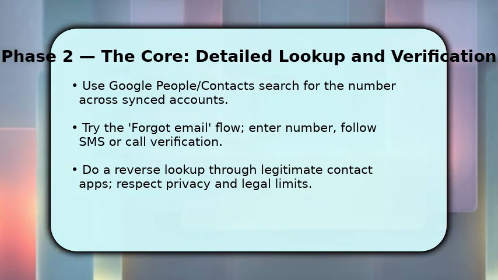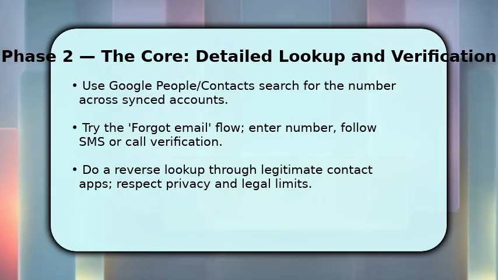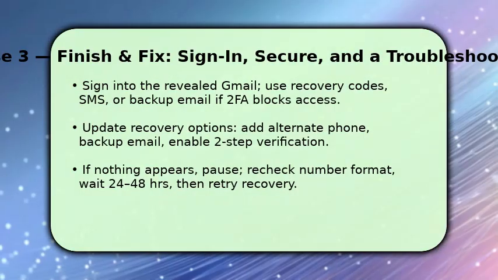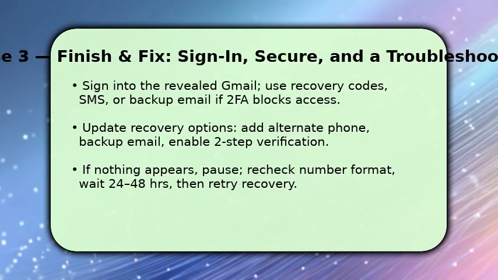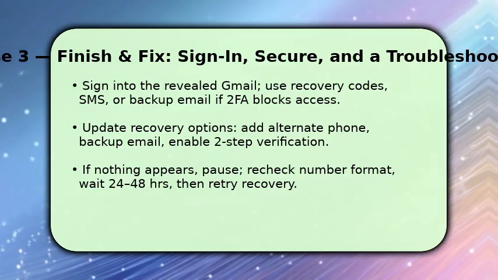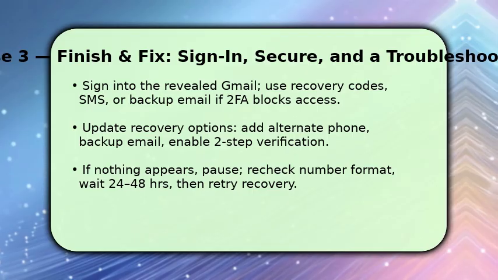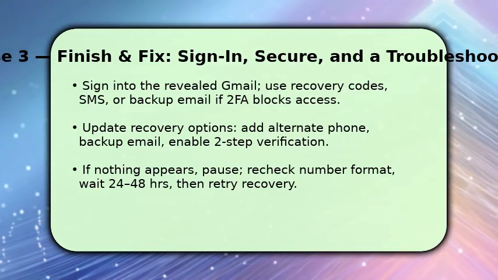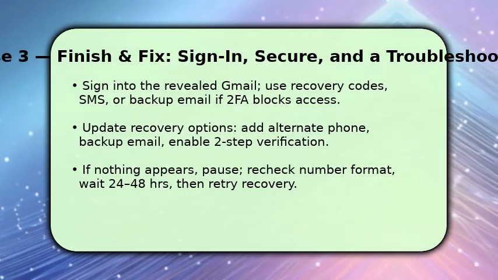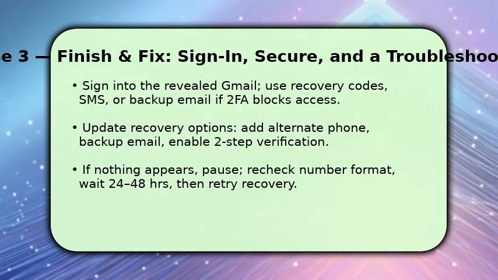Finish by signing into the Gmail address you uncovered. If two-step verification blocks you, use recovery codes, SMS, or the backup email to regain access. Once in, immediately update recovery options, add an alternate phone and backup email, and enable two-step verification to prevent future lockouts. If Google shows no associated account, stop and recheck the number formatting and country code.